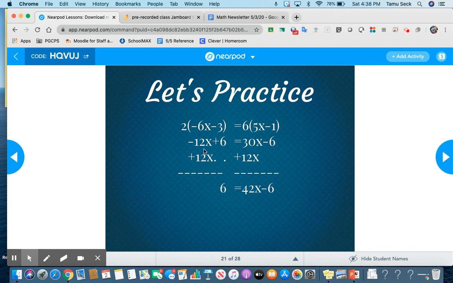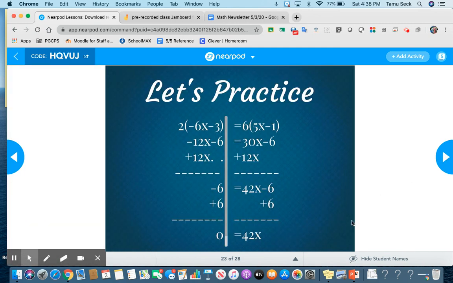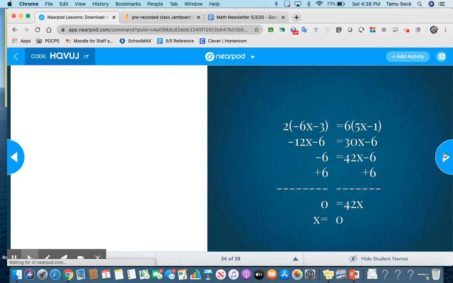Now, we have an equation with variables on both sides. So you can either subtract 30x or you could add 12x. I added 12x, and now I have a two-step equation. So the next thing you have to do is get rid of the constant that's by the x. We're not going to get rid of this 6 because this 6 has no x. We're going to get rid of the negative 6 because the negative 6 is by the variable. So we add 6. The last thing we do is divide by 42 on both sides, and x should equal 0.